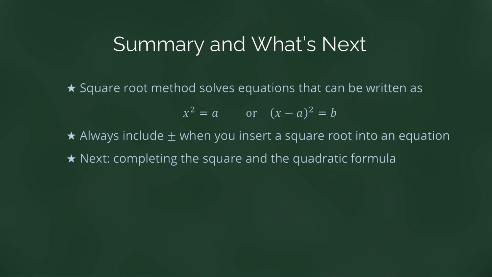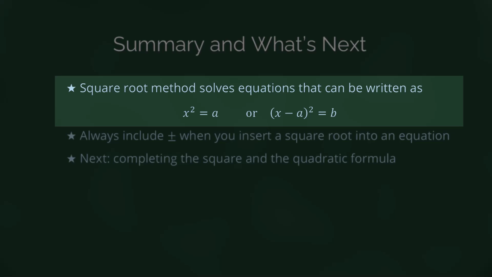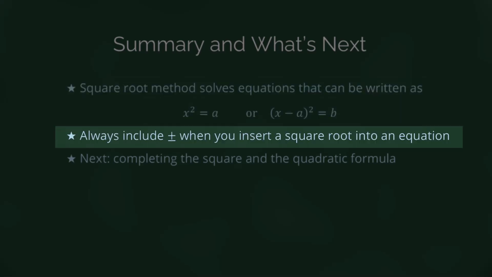All right, let's summarize the important ideas that we saw in here. The square root method is what we're going to be able to use to solve equations that can be rewritten in either of these two forms: x squared equals a, or x minus some number a all squared is equal to b. When we do that, we can apply square roots to both sides. However, when we do that, we have to remember that when we put the square root in ourselves, we have to include the plus or minus.